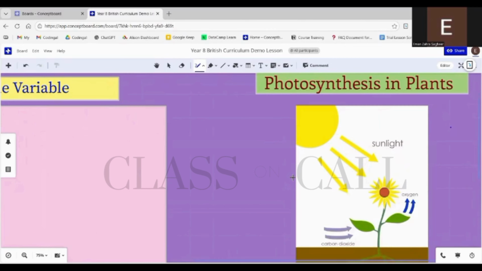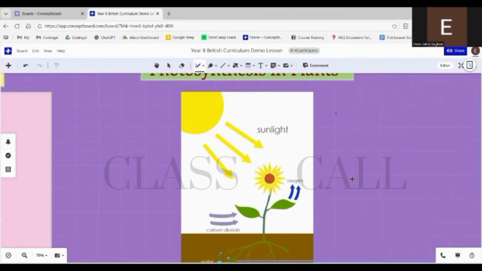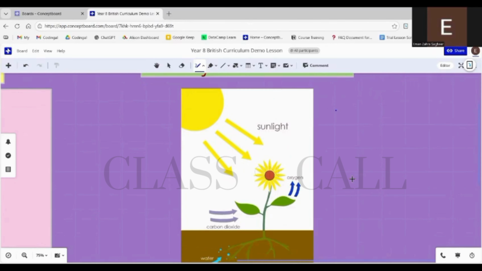So for science, I have chosen the topic photosynthesis in plants. Now, what is photosynthesis? Photosynthesis is basically a process through which plants make their own food. Just like how humans make their different food, burger, pizza, etc., plants have to make their own food by themselves.